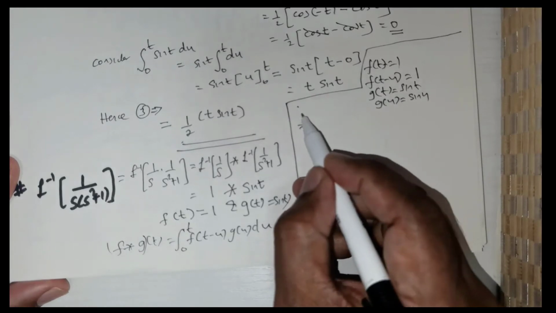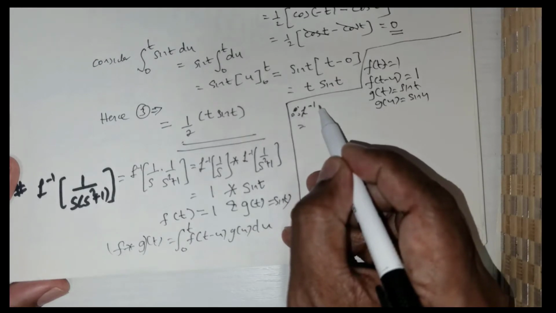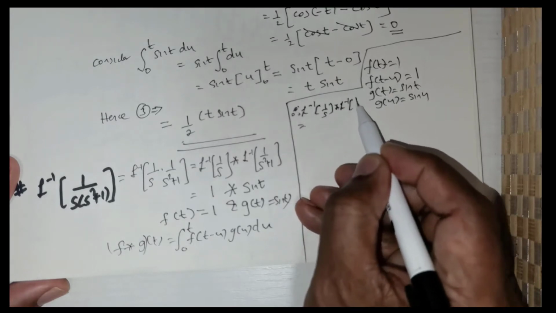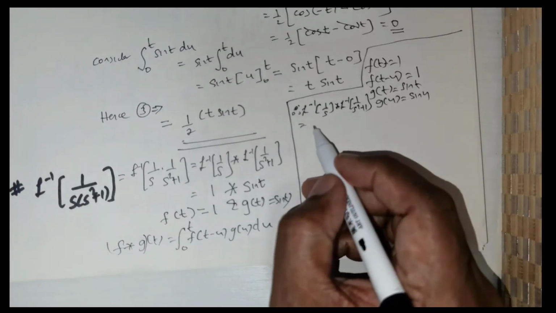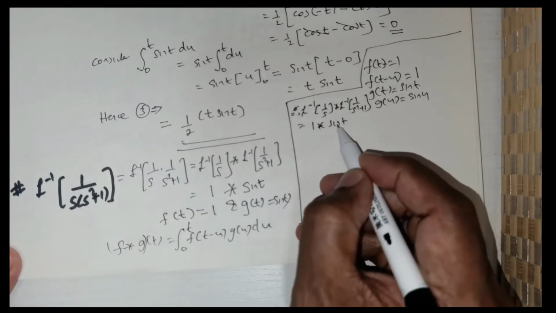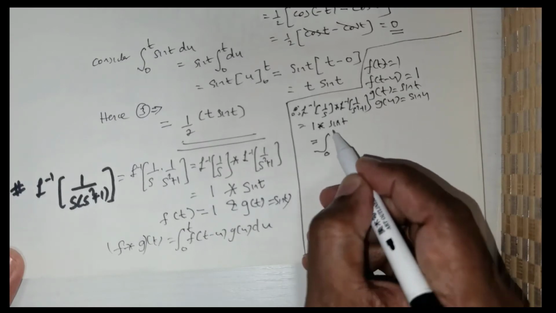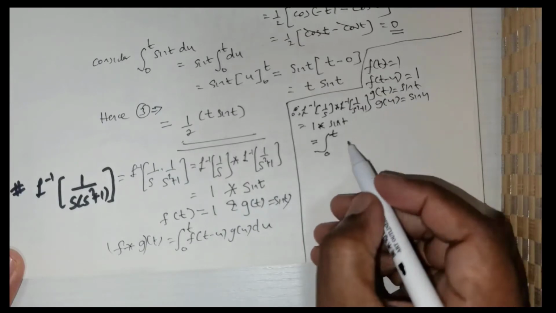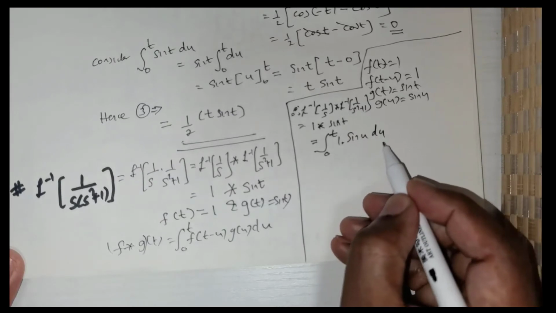So therefore, let me write one more step. Therefore L inverse of 1 over s asterisk L inverse of 1 over s squared positive 1. The convolution of this, we have already got this as 1 star sine of t, and if you want to evaluate this function, this is going to be integral 0 to t f of t minus u, that's going to be 1 times g of u, that's going to be sine u times du.